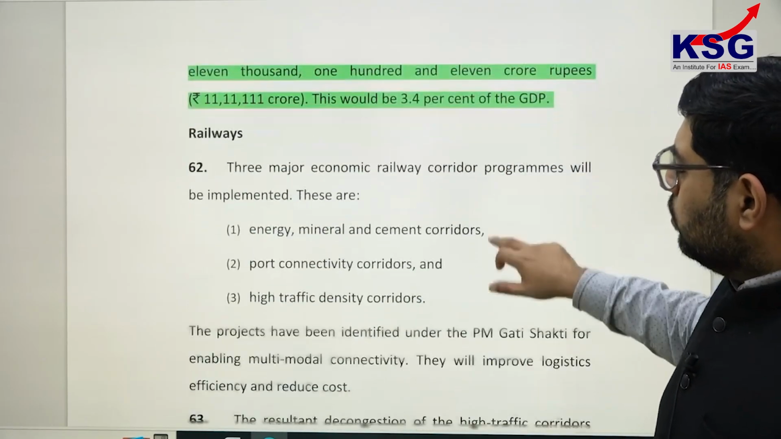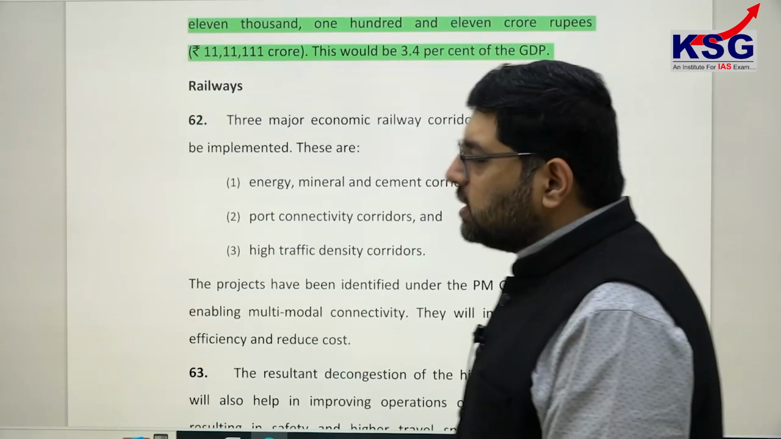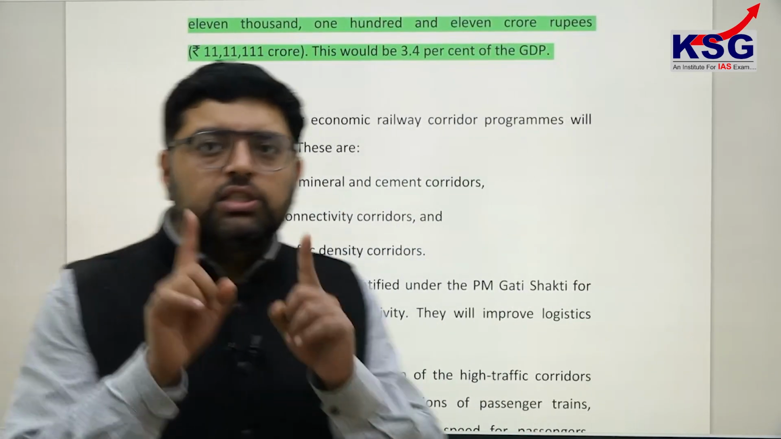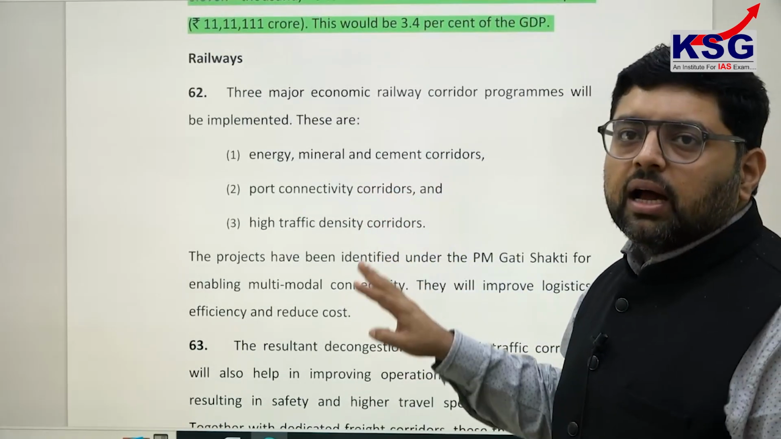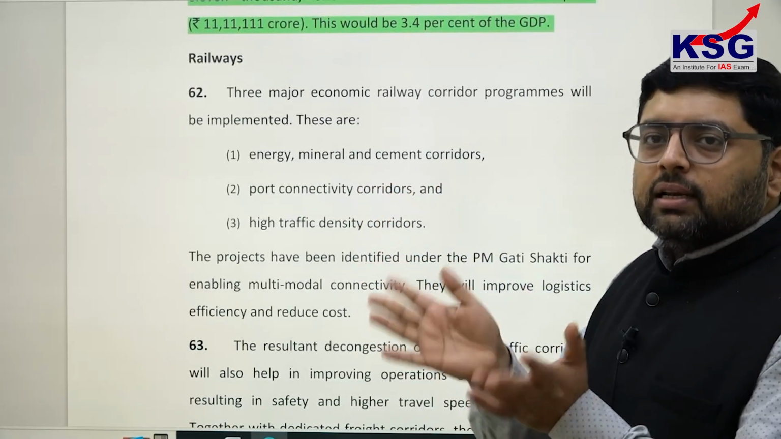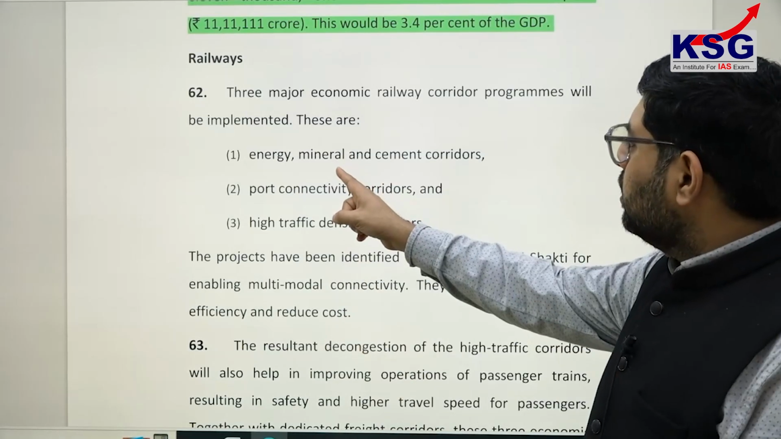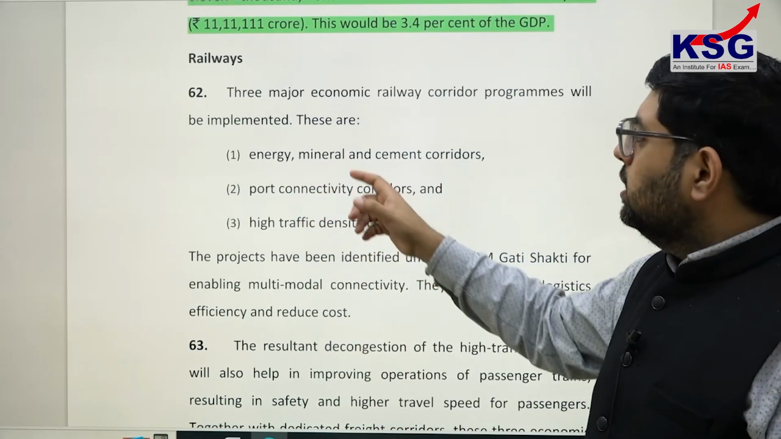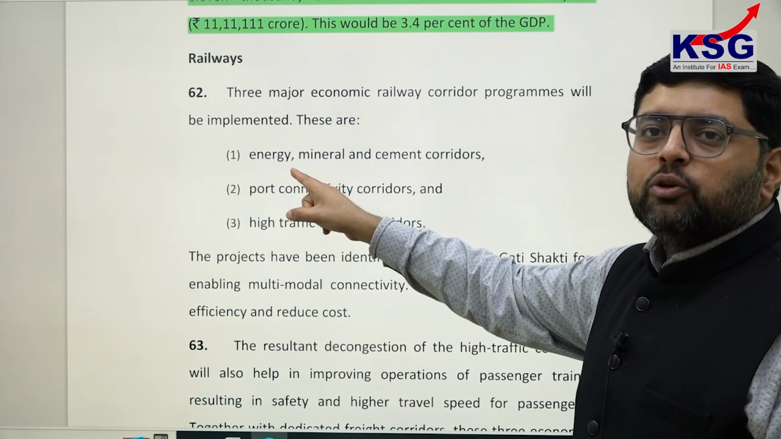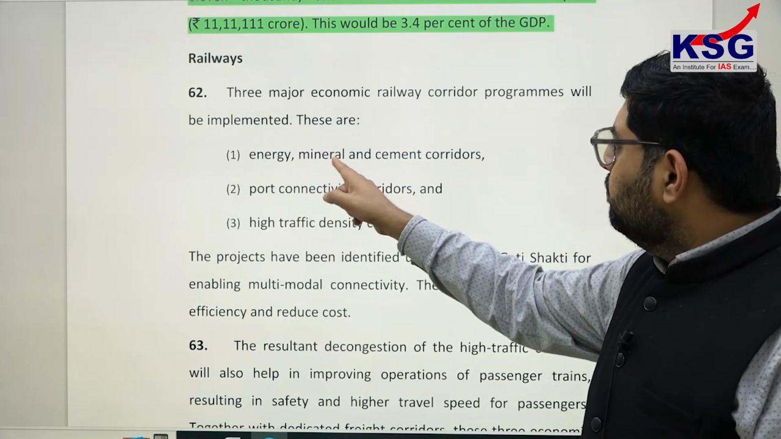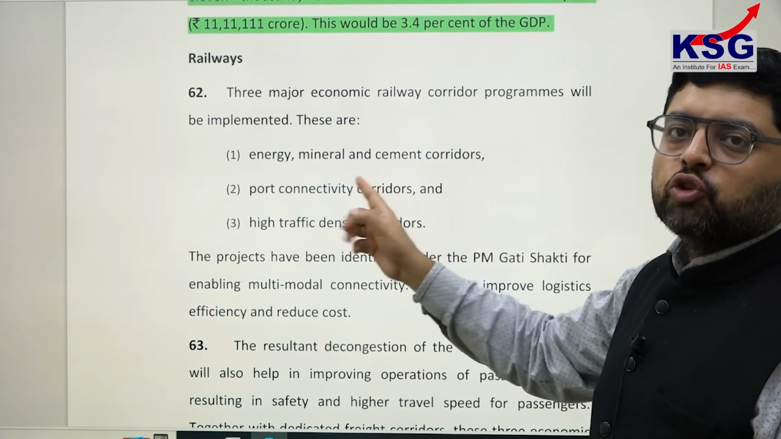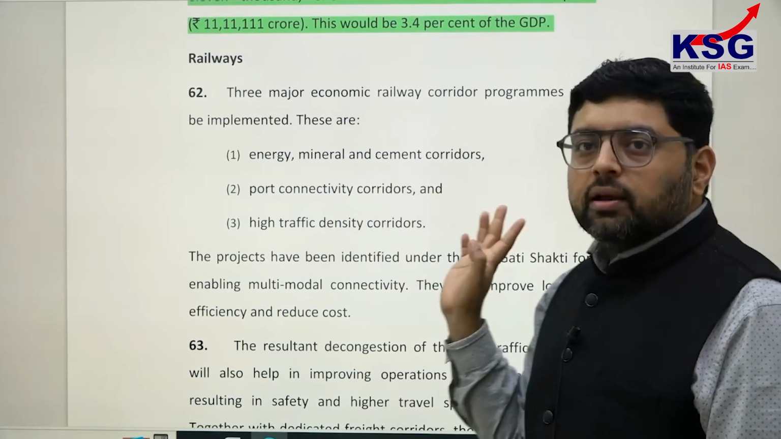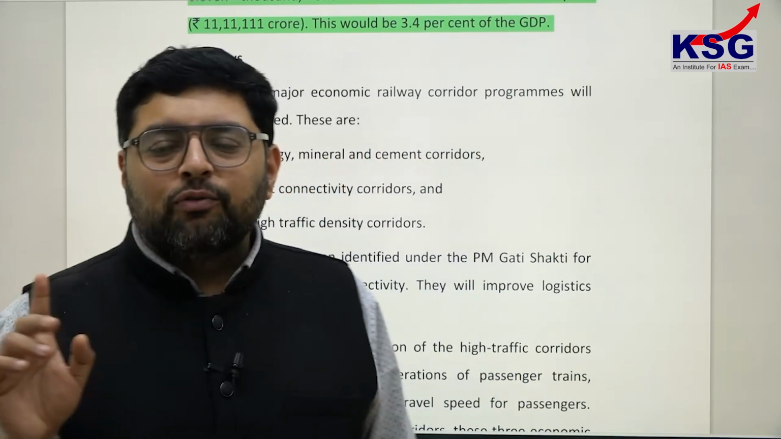Now the government says that in infrastructure our focus is on railways. They said the focus is on three types of rail infrastructure. Number one, we want to make corridors keeping in mind three products: energy, mineral and cement. So they have given relevance to this. Now, the cement corridor, why is it important?